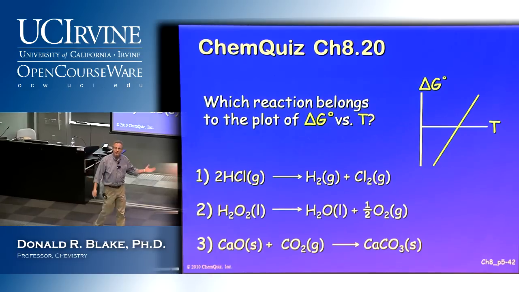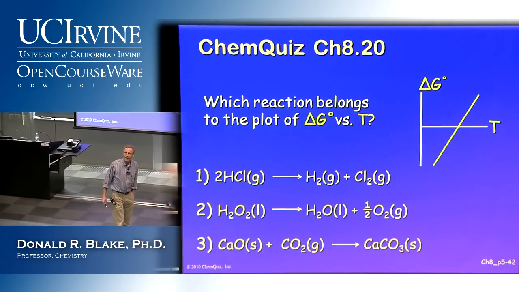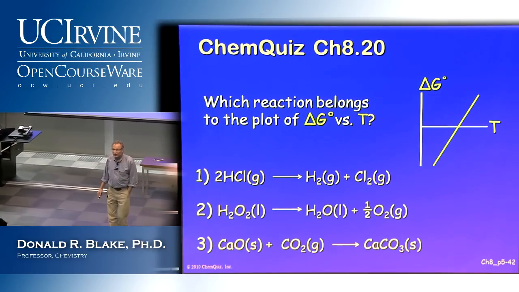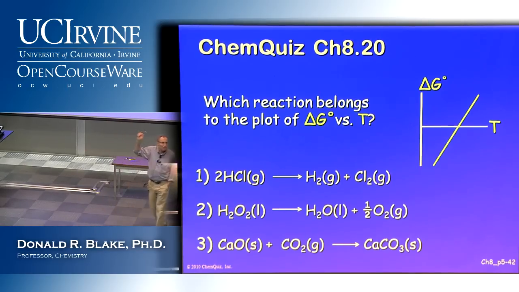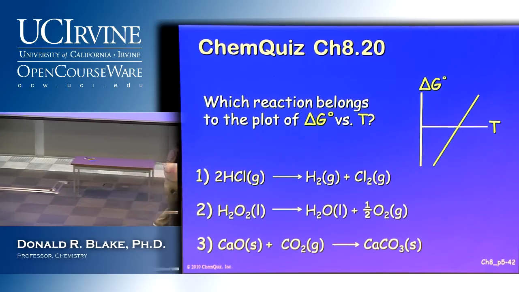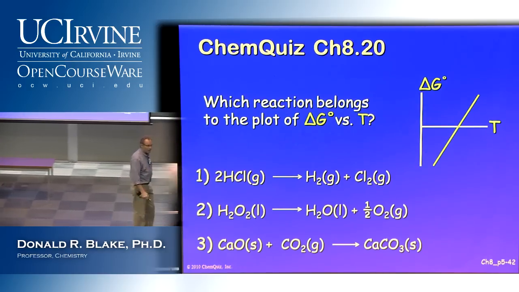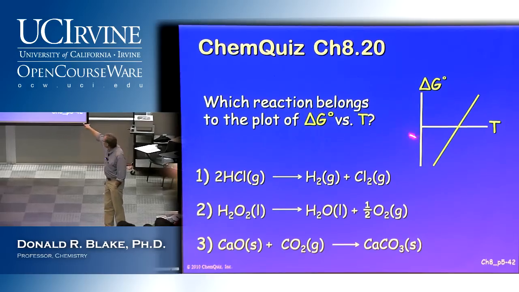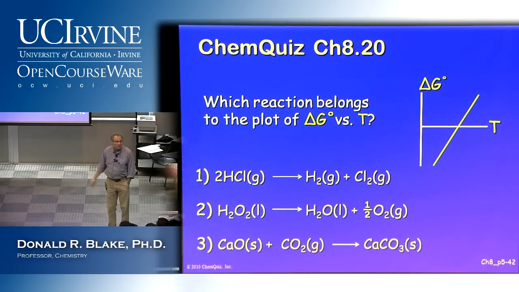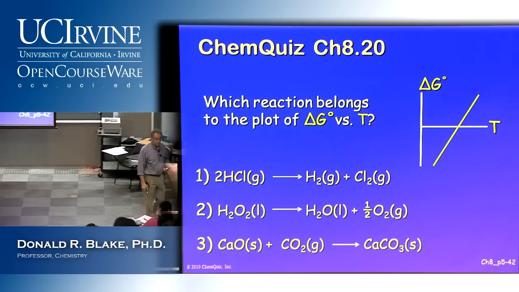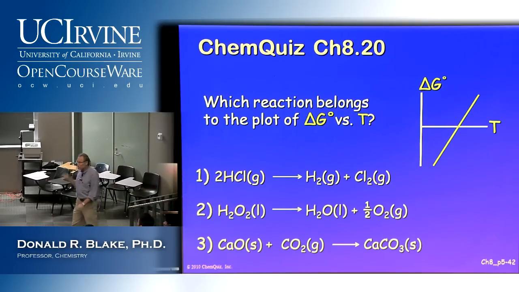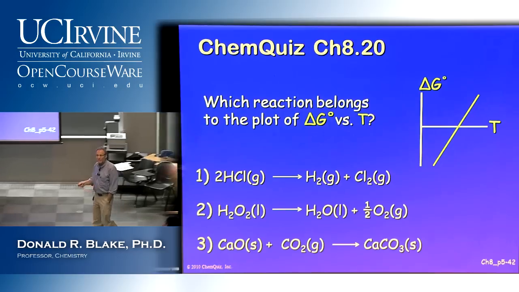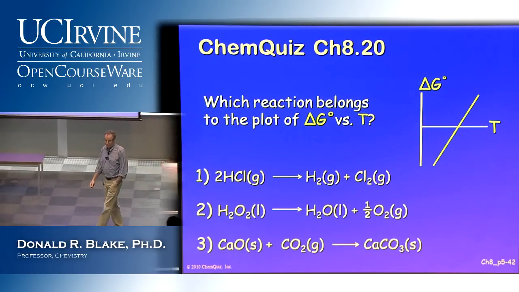What's the only way that we can figure this out? Entropy, yes. We've got entropy. What is happening with temperature? What is happening with temperature, folks? As we increase temperature this direction, what is happening to delta G? Delta G is becoming positive, right? So what does that mean must be the case for the minus T delta S part?